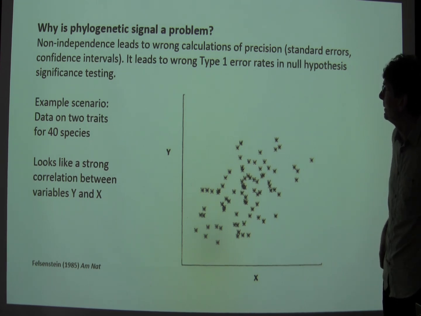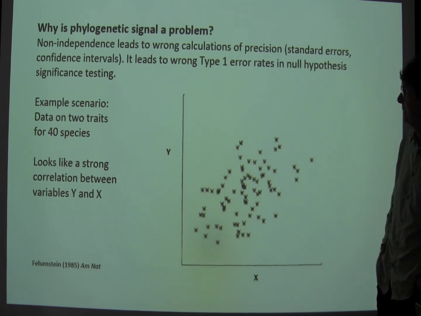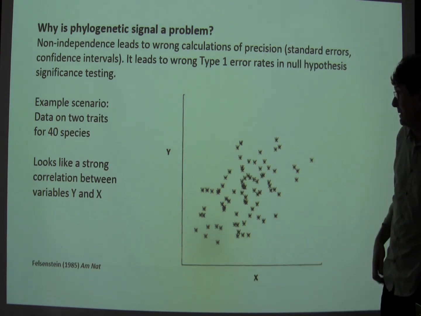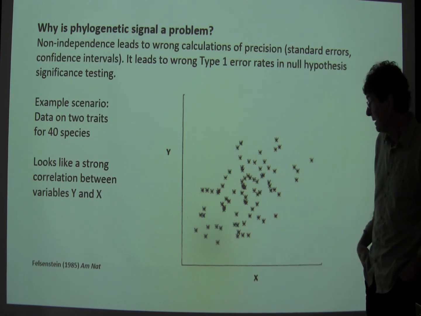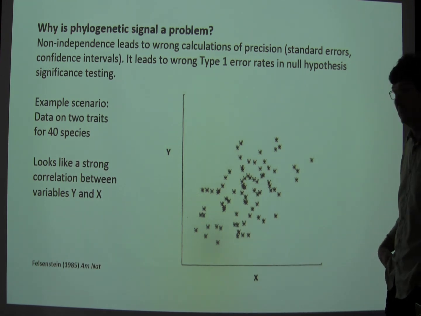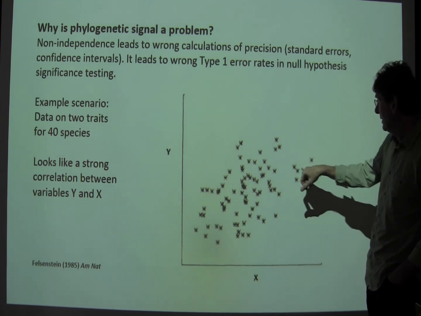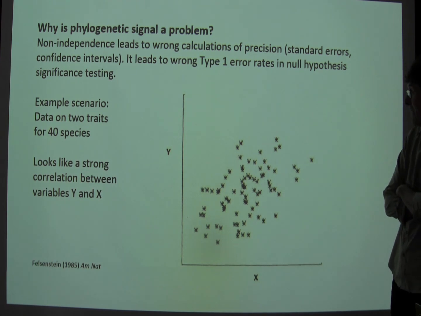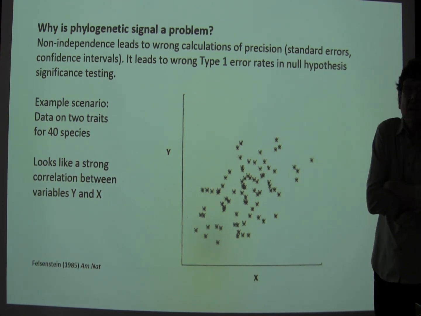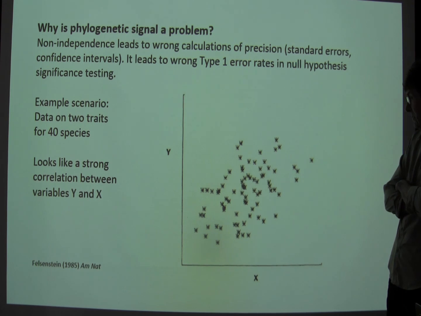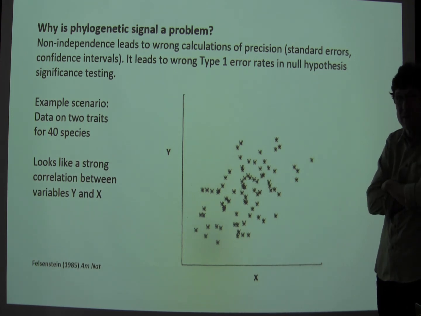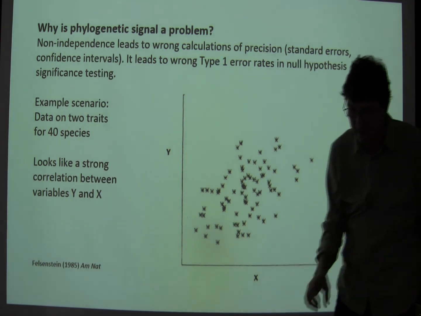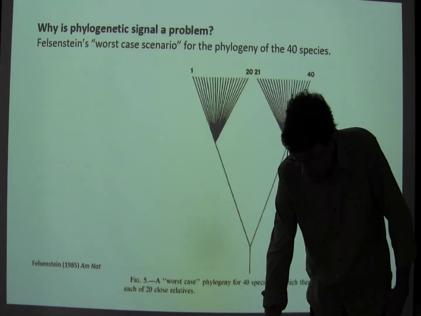So here's the paper in AmNat, a classic. And to illustrate this, Felsenstein presented this scenario. Here's two traits, X and Y, and we're interested in the correlation between those two traits. Each of these symbols represents a species. So there's data on 40 species, and it looks like there might be a correlation between these two traits, X and Y. And if we did a conventional correlation analysis, we would probably find an association that's moderately strong.